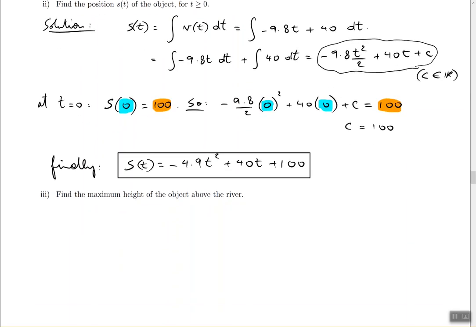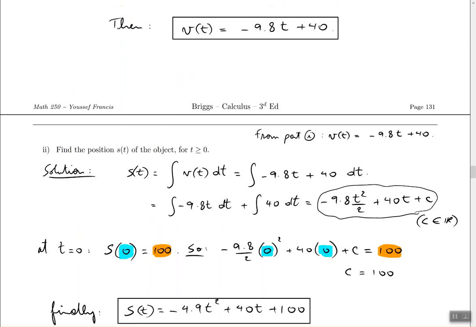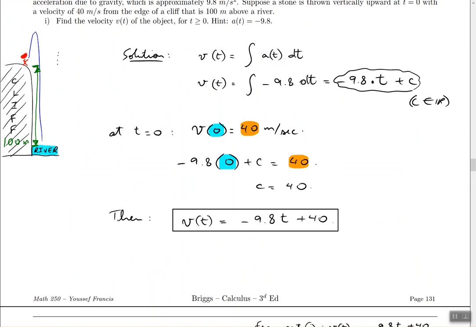Okay. So part 3 says find the maximum height of the object above the river. So what's the maximum height of the rock? From the top to the bottom. The maximum height happens right here, and at that moment in time, the velocity is equal to 0. So at the moment when you're highest, that's the moment where you don't have any more speed. Then your rock is going to start coming back down.